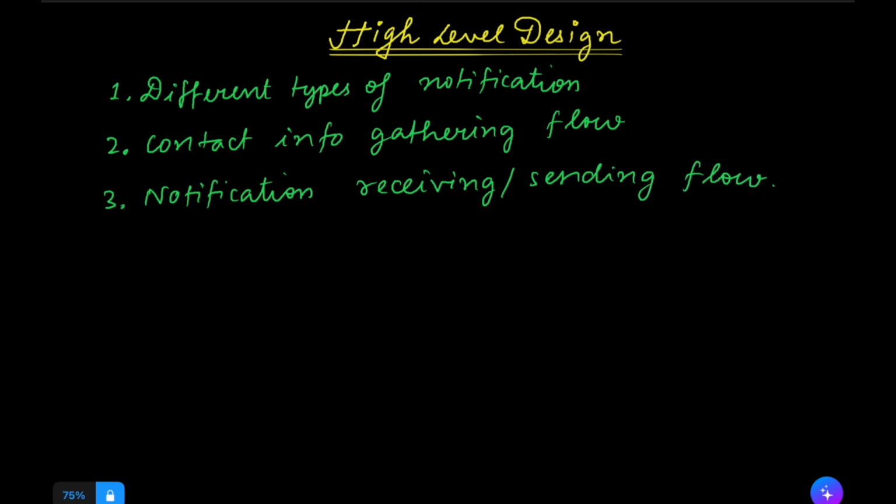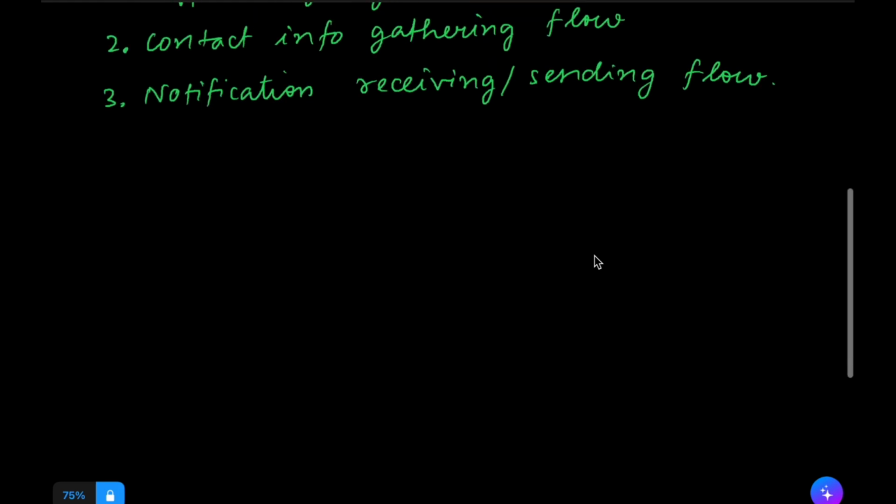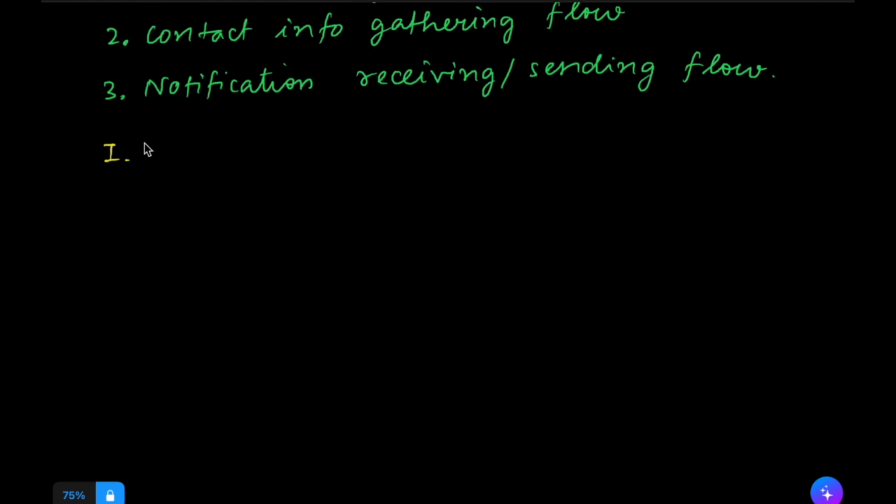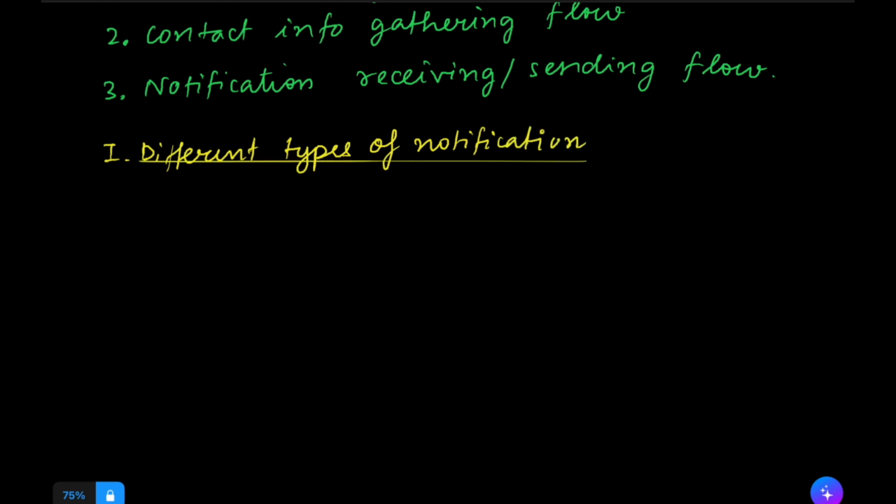So now we will be looking into each of these sections in detail. What do these actually denote, and what is the underlying thing in these sections? So first is the different types of notification. In the previous video, our introductory video, we discussed various notification systems like mobile push notification, SMS notification or email notification. So let's say mobile push notification is one type of notification.